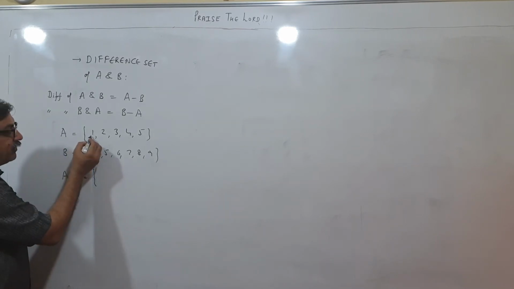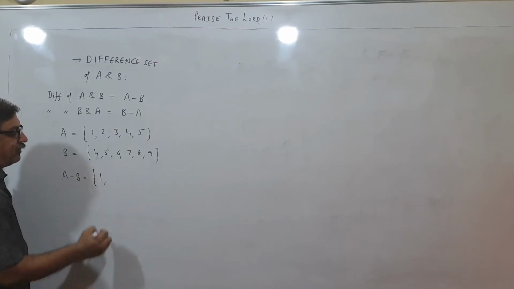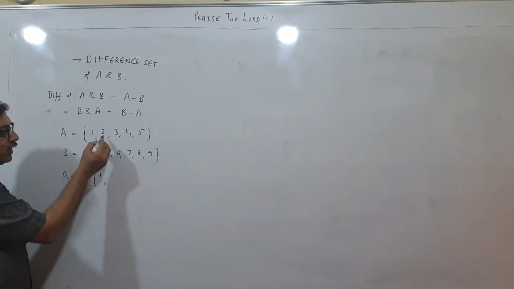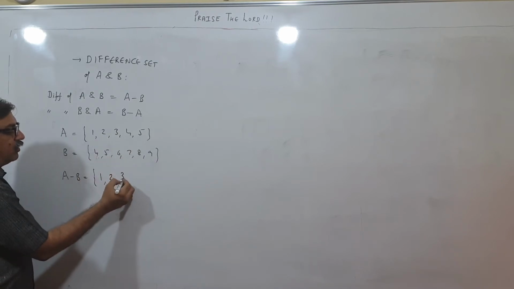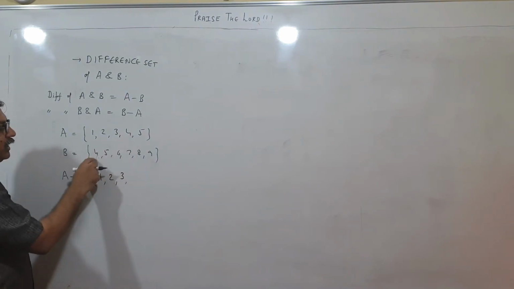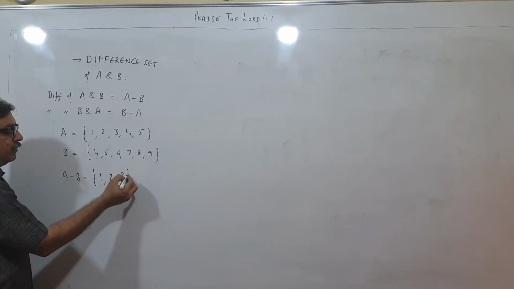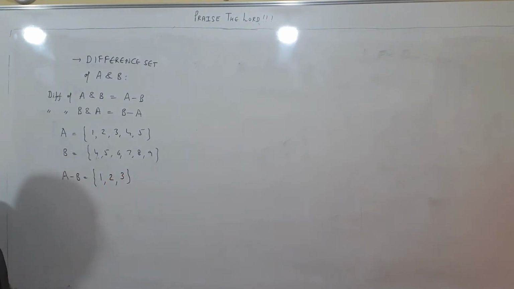1 is present here, is it over here? No, I can write 1. 2 is here but not here, I can write 2. 3 is here but not here, so I can write 3. 4 cancelled out, 5 cancelled out, that is it. This is A minus B. Now some are left out, we don't worry about that because we have to keep eyes on set A.